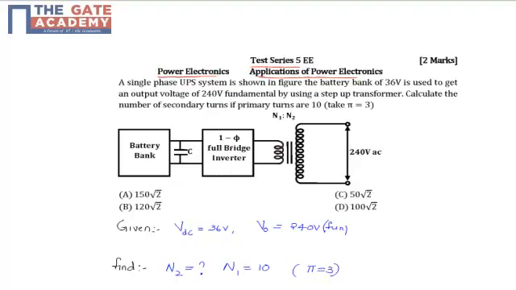By using a single phase full bridge inverter, we can convert the DC supply to the AC supply. So we have to find how many secondary turns are available. Given VDC is 36 volts, V0 is 240 volts, N1 is given as 10 turns, we have to find N2, and the pi value we have to assume as 3.